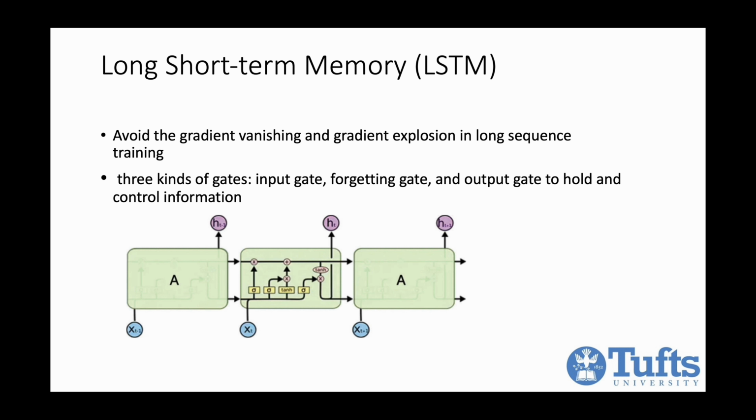Okay, next let's take a quick review of the four models. First, LSTM is one of the variants of recurrent neural networks, and it can process sequential data. It is also able to avoid the gradient vanishing and gradient explosion in long sequence data. From the figure, we see the special part of LSTM is that it uses three kinds of gates: the input gates, forgetting gates, and output gate to hold and control the information.